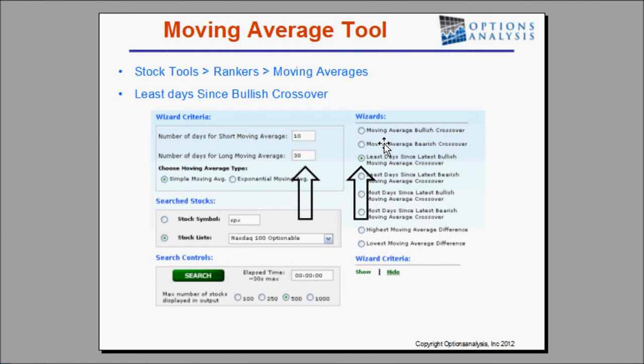You have a bunch of wizards that you can use. We're primarily going to be bullish in this presentation. So we're going to use the least days since latest bullish moving average crossover. You get to input your short days and long days, and we're going to use the 10-30 days I previously mentioned. You pick a stock list that you want to find when the bullish crossovers have occurred. In this case, I'm using the NASDAQ 100, and you simply click the search button.